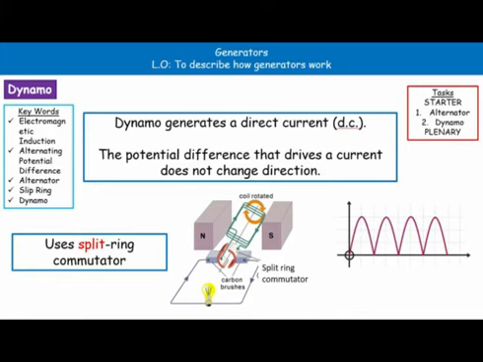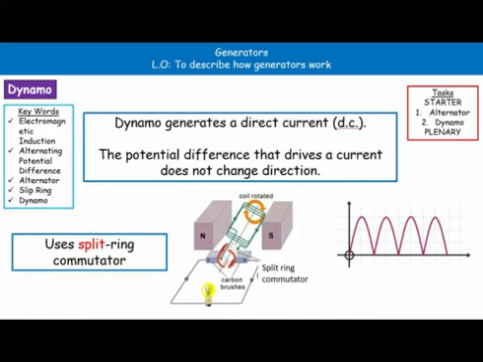Now, what we'll find is it's called a direct current because it's not changing direction. It's always staying in the positive. And what we're going to see is a similar setup. We've got our coil in a magnetic field again. But because we're always staying in the positive, hopefully this tells us we're not going to be using slip rings. We're going to be using split ring commutators.